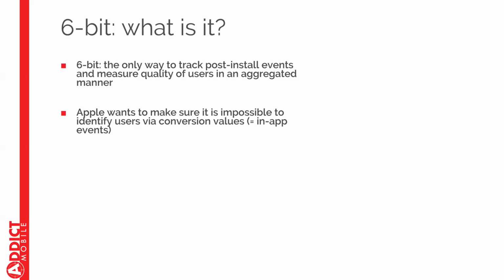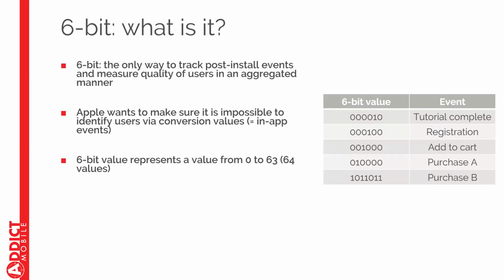Apple wants to make sure that it's impossible to identify users via conversion values, so via in-app events. So they limit it and constrain it to the minimum data and aggregated data. You will see that it will really affect the way you set up your events, your 6-bit conversion values. 6-bit conversion values are numbers 0, 1, up to 63, and each corresponds to an event you will track in your app.